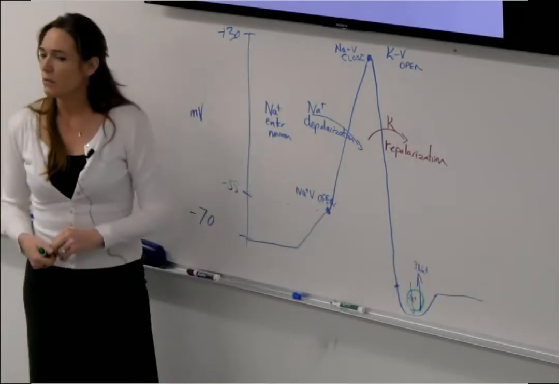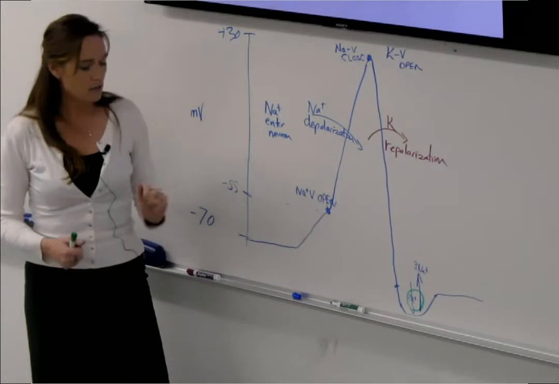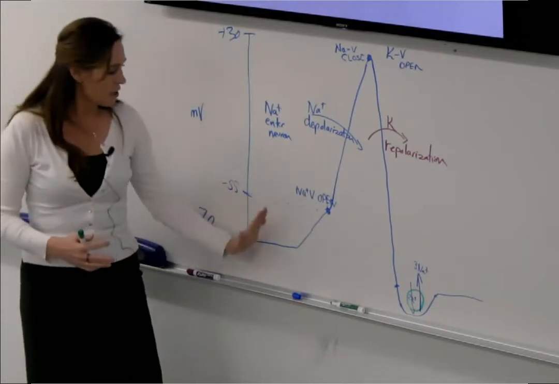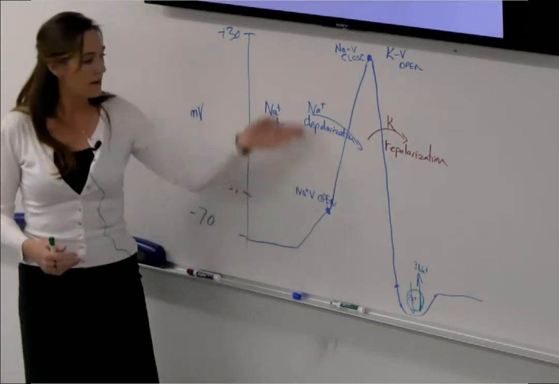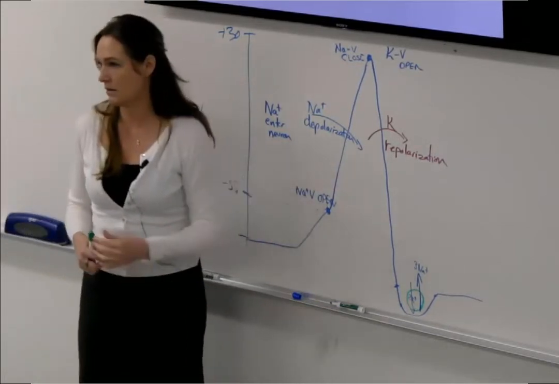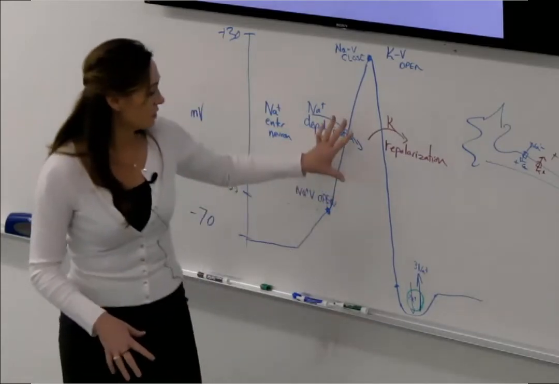So you should be prepared to see a diagram of an action potential and be able to know what's happening at each phase, what channels are open, what that phase is called, or what's happening. So that's the action potential diagram.